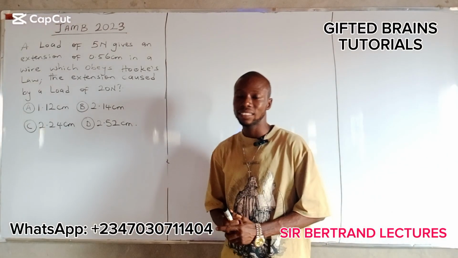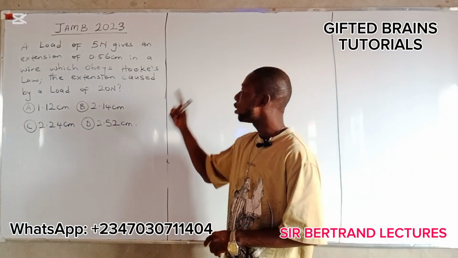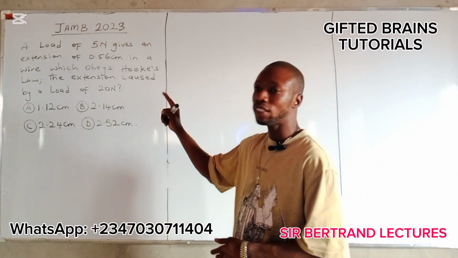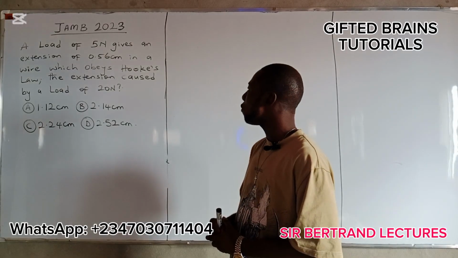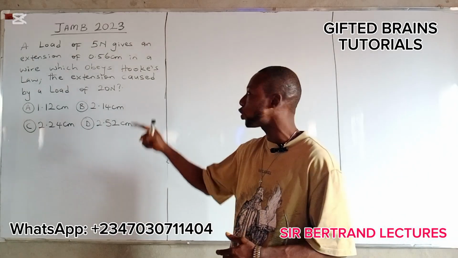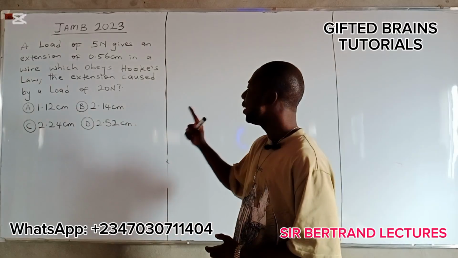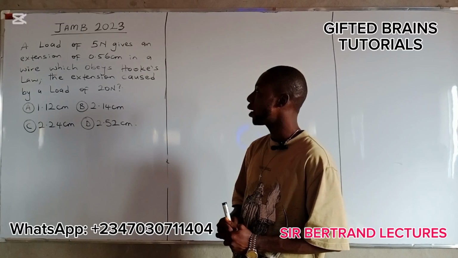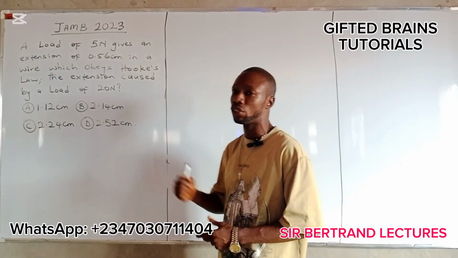Let's look at this JAMB question on the board. This is a 2023 JAMB question in physics. Now the question is this. Listen, please. A load of 5 Newton gives an extension of 0.56 centimeter in a wire which obeys Hooke's law. The extension caused by a load of 20 Newton is dash.